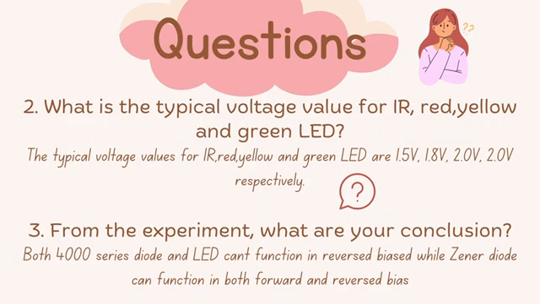The typical voltage value for IR is 1.5 V, while for red it is 1.8 V, and both yellow and green LEDs are 2.0 V. From the experiment, we could conclude that both the 4000 series diode and the LED can function in forward bias only, while the Zener diode can function in both forward and reverse bias.